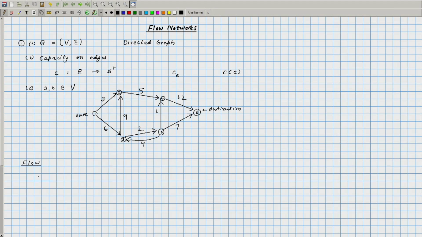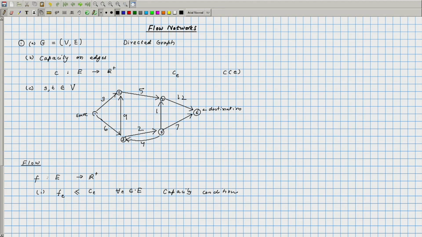So, flow we will denote it by f, and that is a function from edges to reals. At each edge we are assigning a certain amount of flow, and this should satisfy some conditions. The first condition is the capacity condition, which states that f(e) should be less than or equal to c(e) for all e belonging to the edge set.